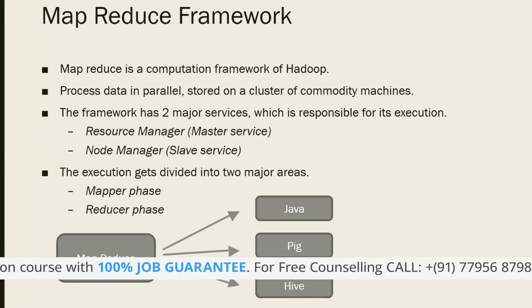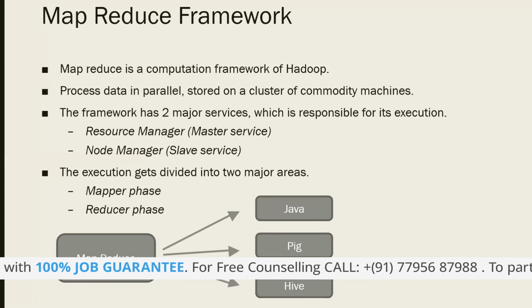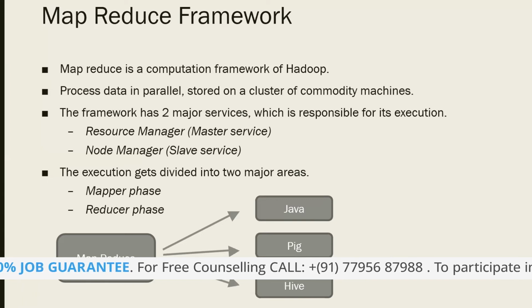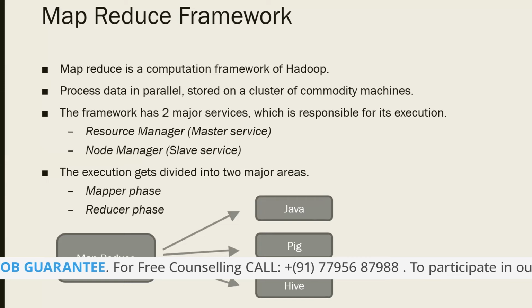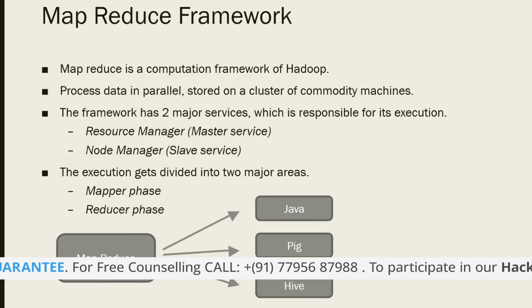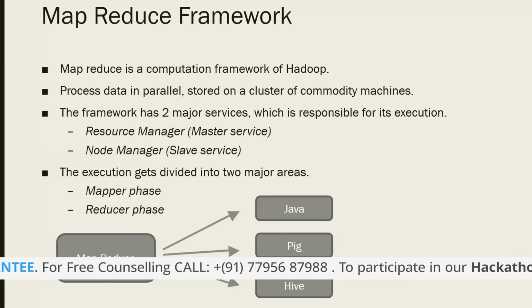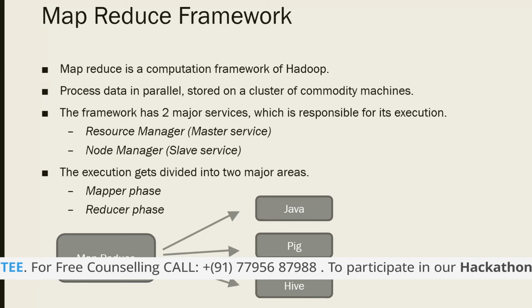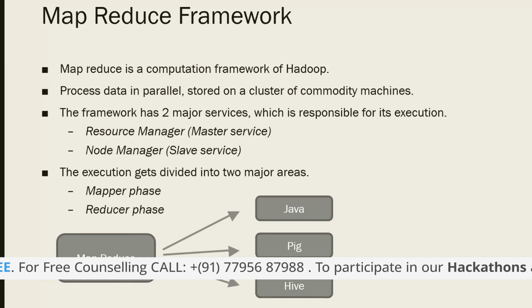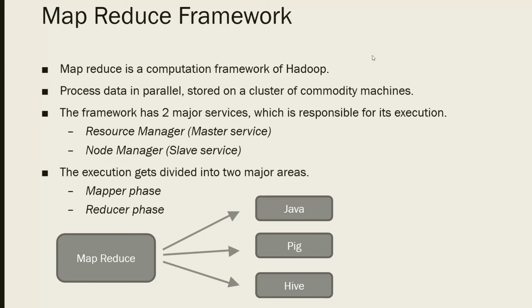This can be taken care of by a resource manager, which is a master service, and a node manager, which is the slave service. I'll show you how this framework works with an example so things are easy to understand. But before that, earlier the MapReduce framework could only be built through Java as a programming language. Right now, we do have a lot of alternatives. Forget about Pig and Hive, we can write a MapReduce program in Python. You can write it in Scala, Ruby, and other programming languages.